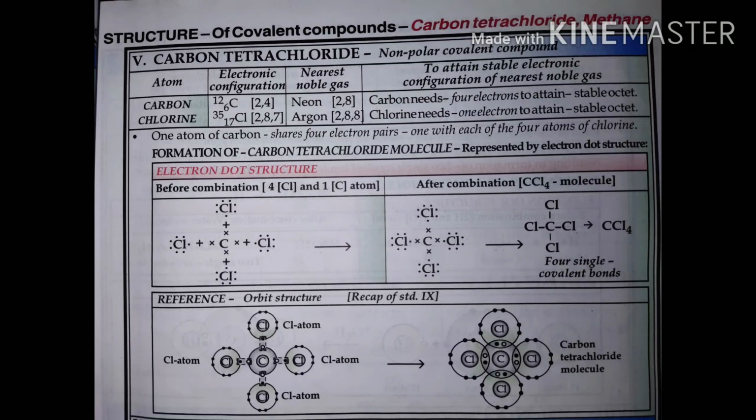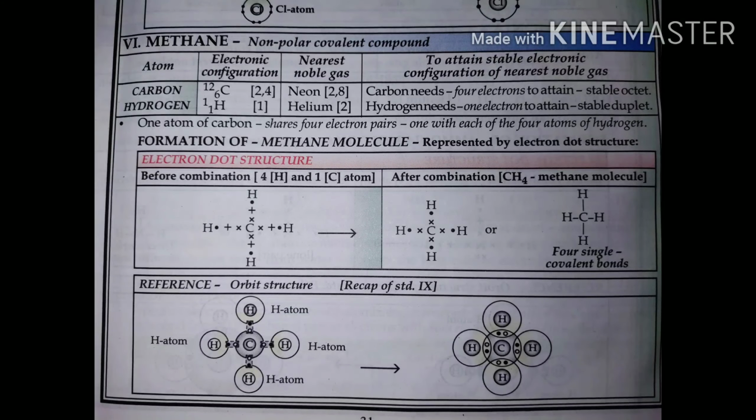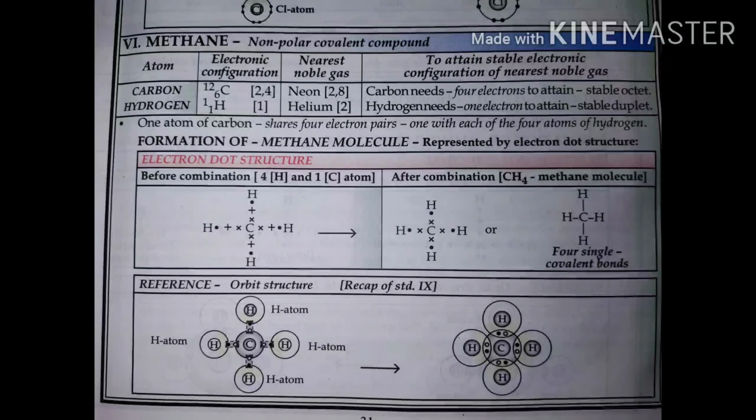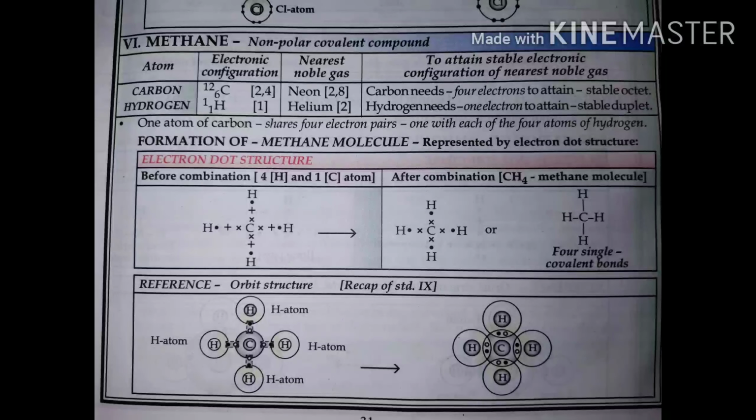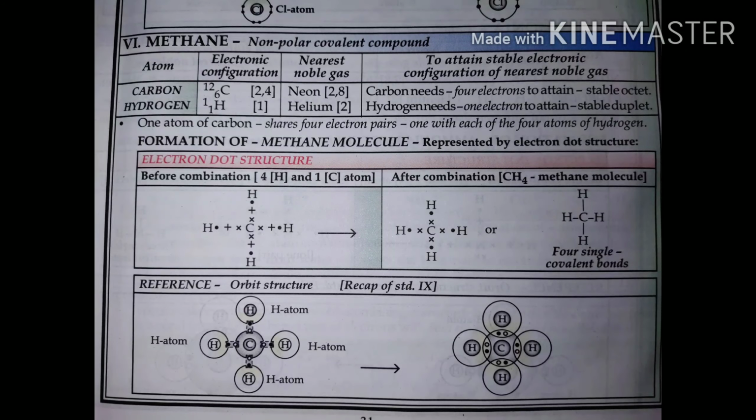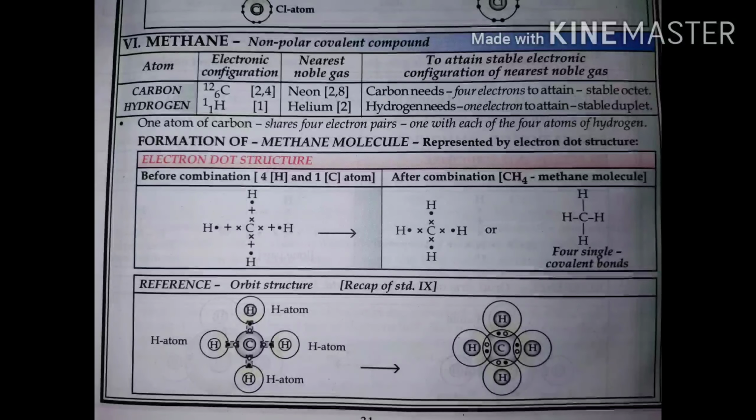Now the next compound is methane, which is having formula CH4. You can easily identify how CH4 can be formed. Just as carbon has shared 4 electrons with the 4 chlorine atoms, it must be sharing 4 electrons with the 4 hydrogen atoms, and it is very similar. So I keep this part also for your self study. The next 2 compounds, that is water and ammonia, are polar covalent compounds. So before studying that, we have to study what is a polar covalent compound, and then we will proceed.